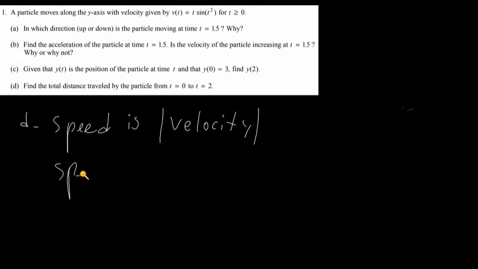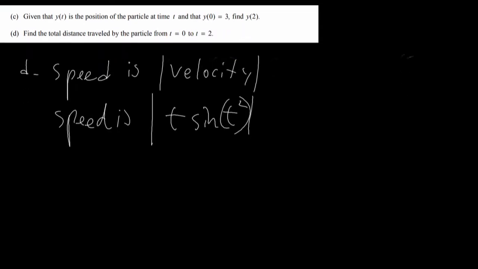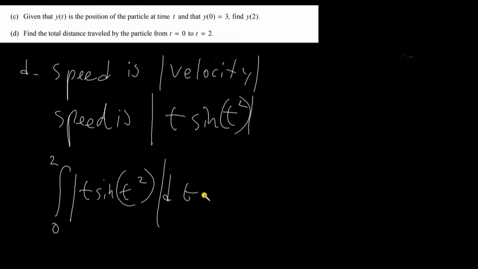So the speed is the absolute value of t sine t squared. Okay? And then now we want to find the total distance traveled from t equals 0 to t equals 2, and we're going to have to integrate the speed function from 0 to 2, similar to how we integrated velocity earlier on. We're going to integrate this absolute value. There. And if you evaluated that in your graphing calculator, you would get 1.173.